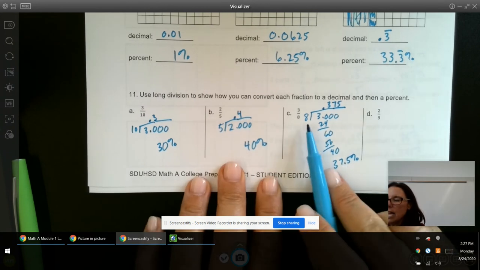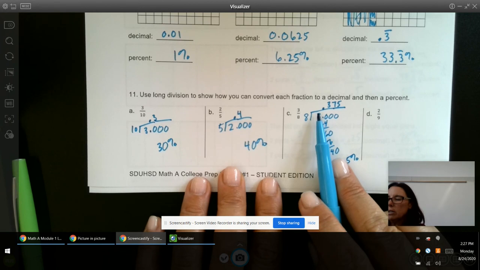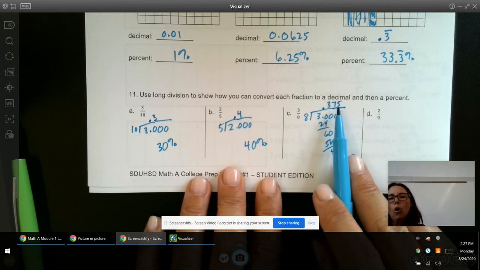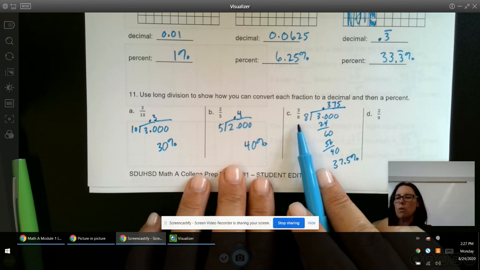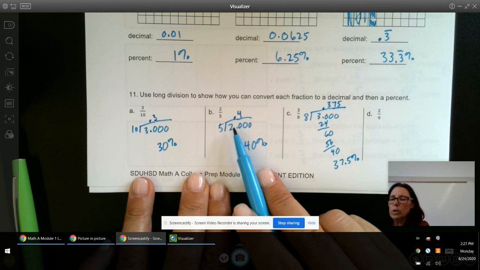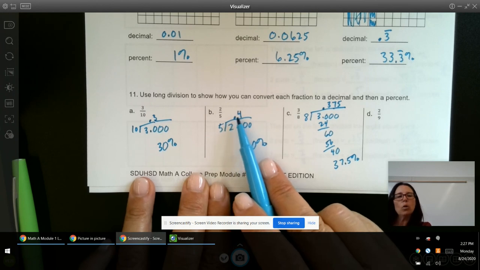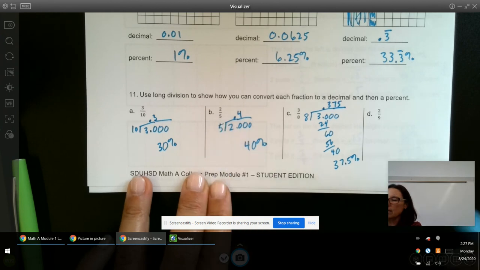Okay, now here's the deal. Sometimes kids get the 8 and the 3 switched around. If I switched around the 8 and the 3, wouldn't my answer be bigger than 1 whole? Is 3/8 bigger than 1 whole? No. Same with over here. If I switched around the 2 and the 5, wouldn't I have a number bigger than 1 whole here? Is 2/5 bigger than a whole? No.